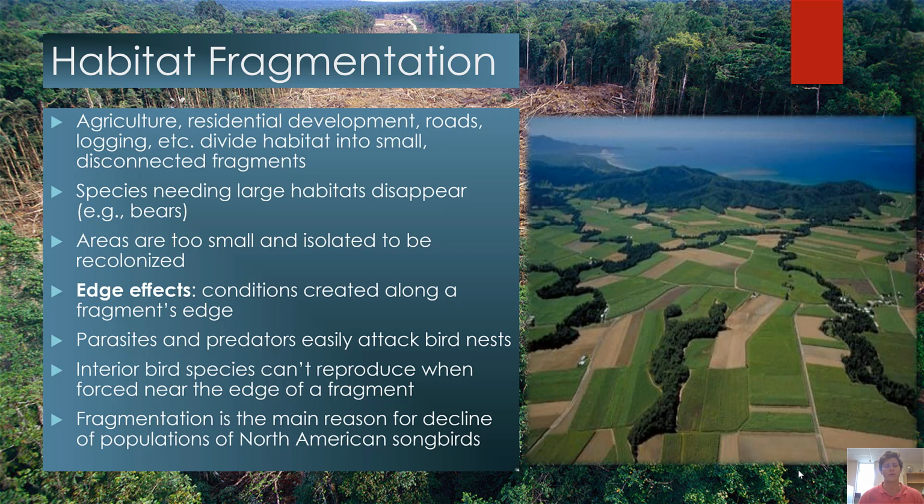And it's also important to note something called edge effects, which are conditions created along a habitat fragment's edge. Essentially, edges are exposed to things such as parasites and predators, which can attack organisms that like to reside in that habitat, and so it further degrades the habitats in this area. The example in your book is how predators can easily attack bird nests, and so interior bird species that like continuous habitat can't really reproduce, and it's a cause of major decline in most North American songbirds, for example.